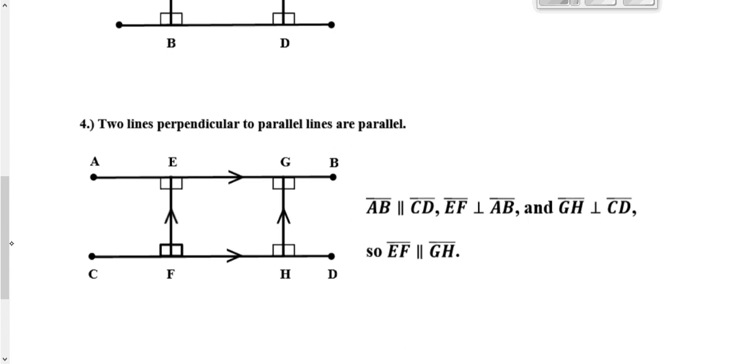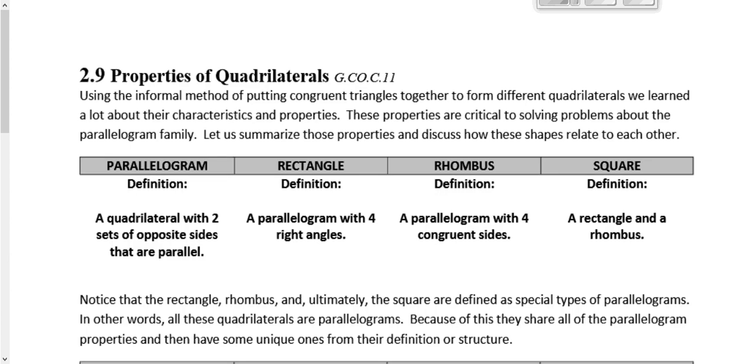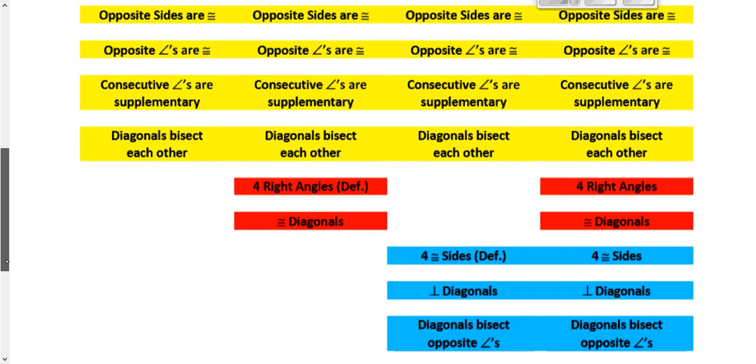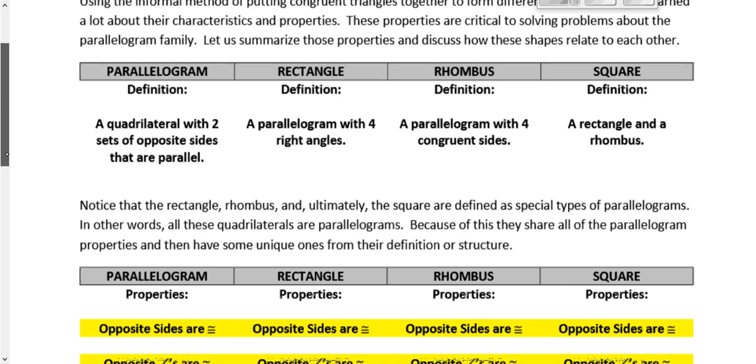Now, if two lines are perpendicular to parallel lines, then they're also parallel, which is kind of a corollary of this other one here, okay? So if AB is parallel to CD, and these guys are perpendicular, then EF is parallel to GH, okay? All right, so we kind of need to know those things for certain other things we're going to talk about. Now, we are going to talk now about quadrilaterals. And the way they set it up here, the way they organize it in this table, I don't really like it. Maybe you will, okay?